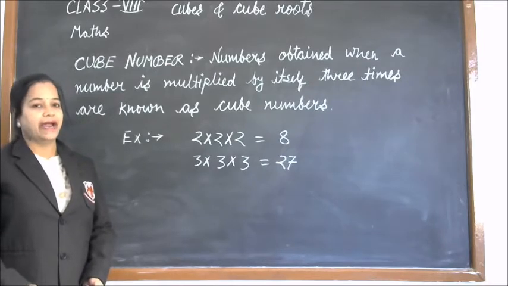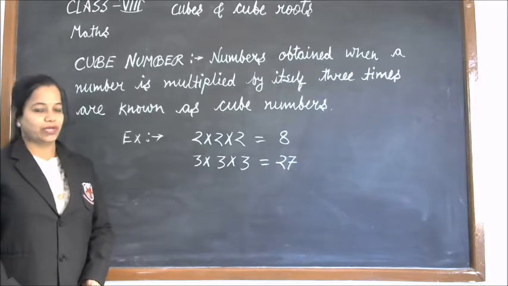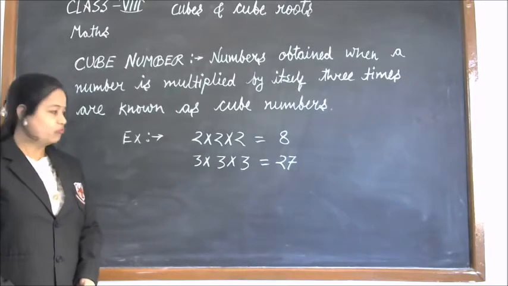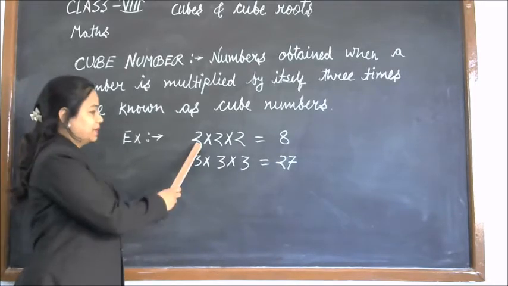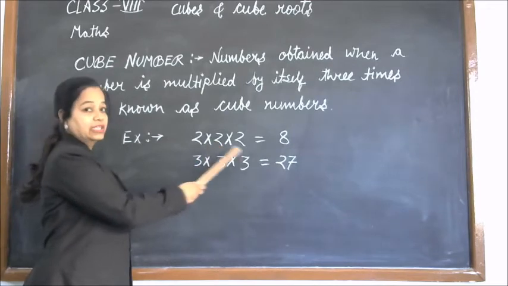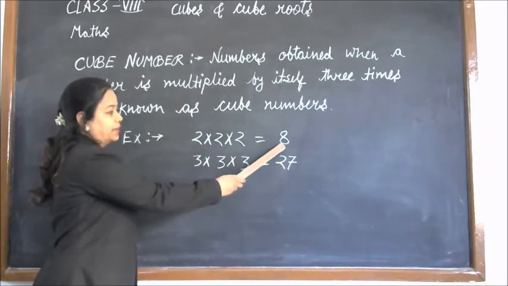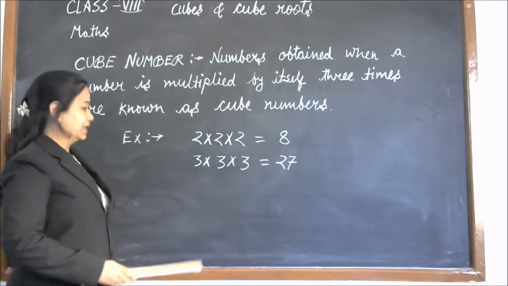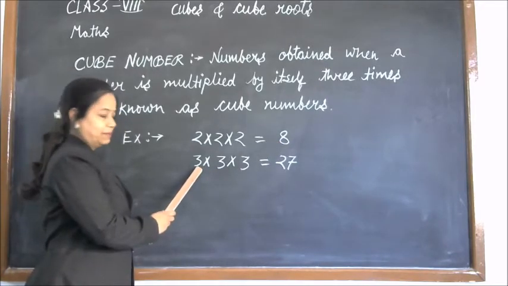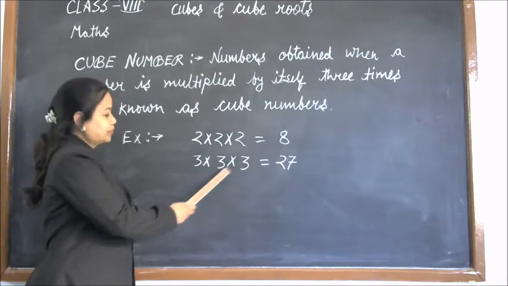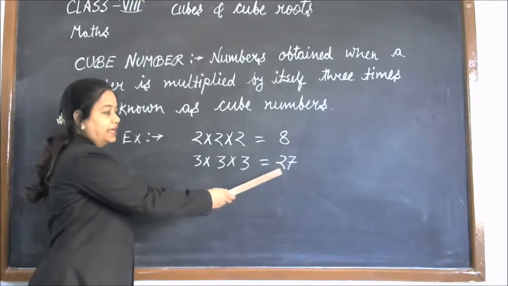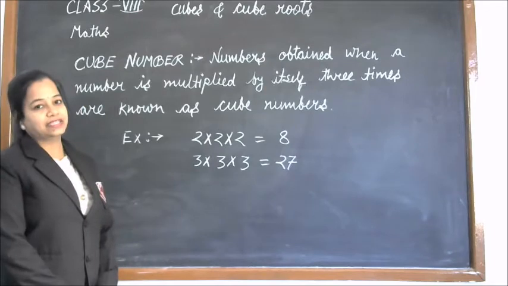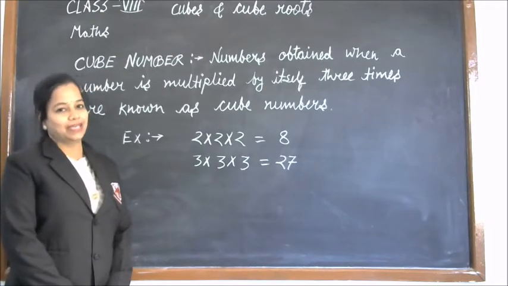New number, and that new number is known as cube number. For example, if we multiply 2 by itself 3 times, then we obtain 8. So 8 is a cube number. Similarly, if we multiply 3 by 3 3 times, then we obtain 27, and 27 again is a cube number.